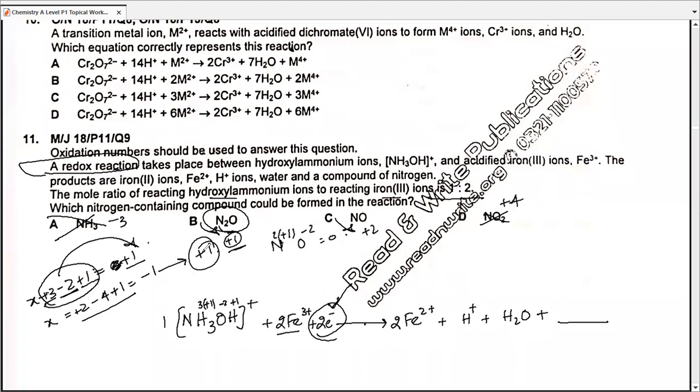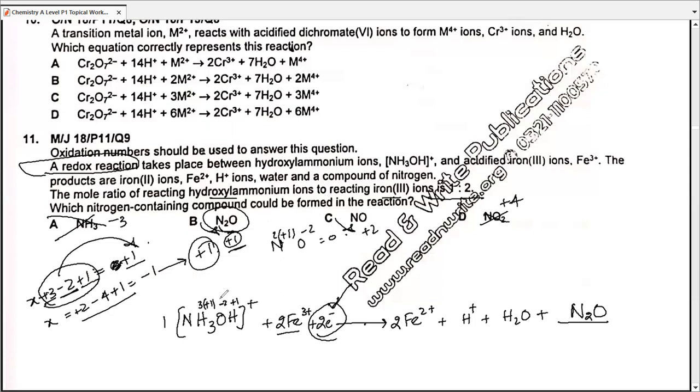So we can safely say that iron is reduced and this one, nitrogen, is oxidized. All right, so this one is N2. Got it. And of course, we can balance the equation after.